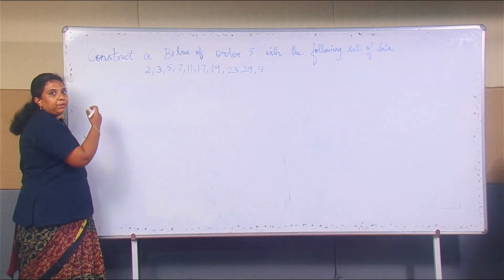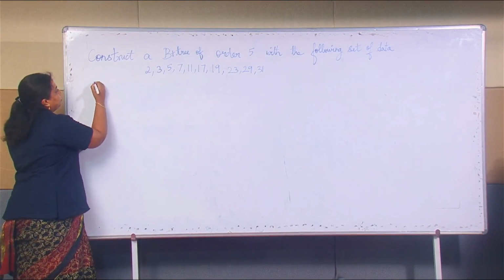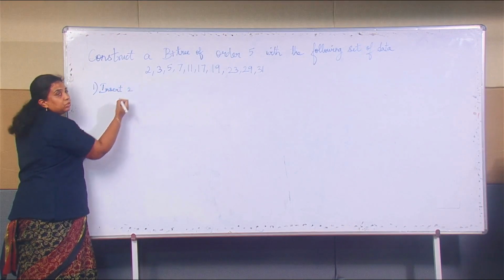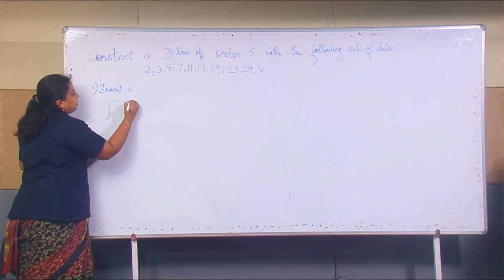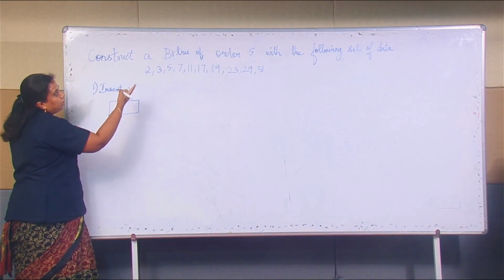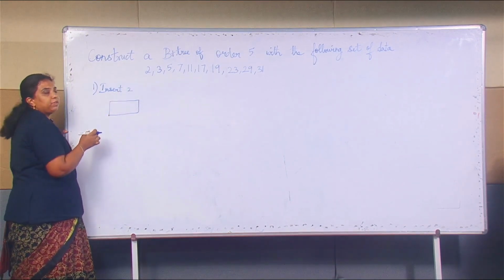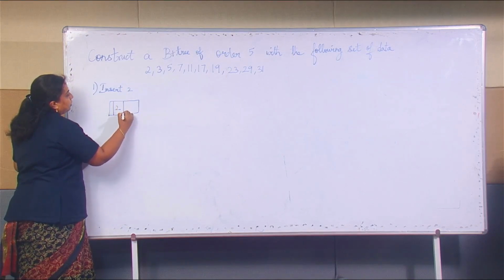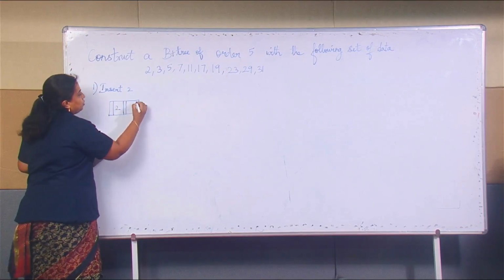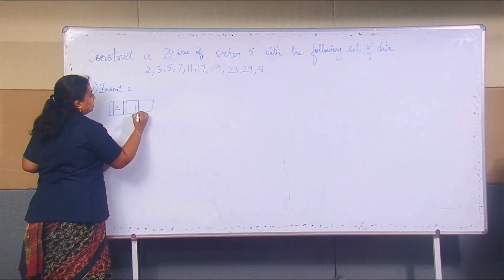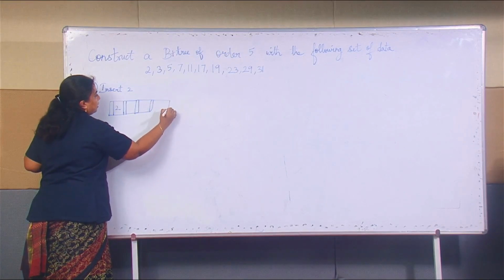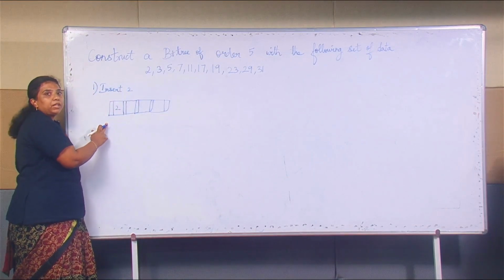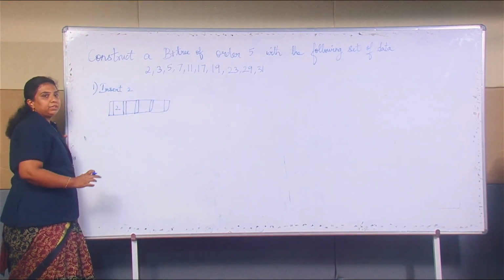In the first step we'll be inserting the value 2. The order is 5, so m is 5 and the number of key values will be m minus 1, which is 4. So the first value is 2.